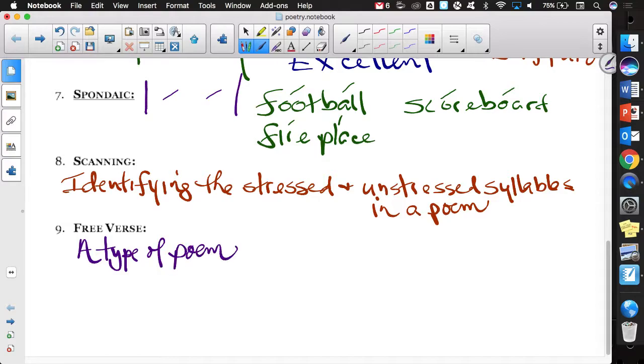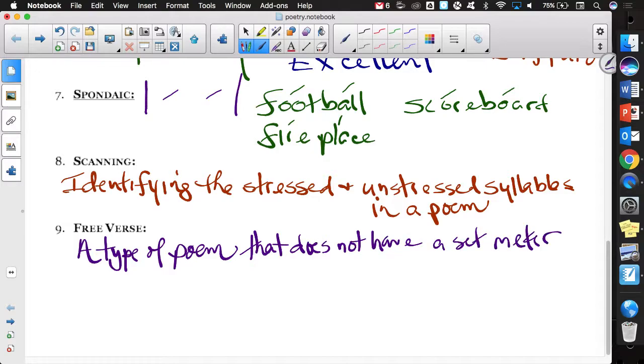Free verse, a type of poem that does not have a set meter. It could rhyme, it doesn't have to rhyme, but if it's free verse, there is not any set meter to it. Any questions on 1 through 9?